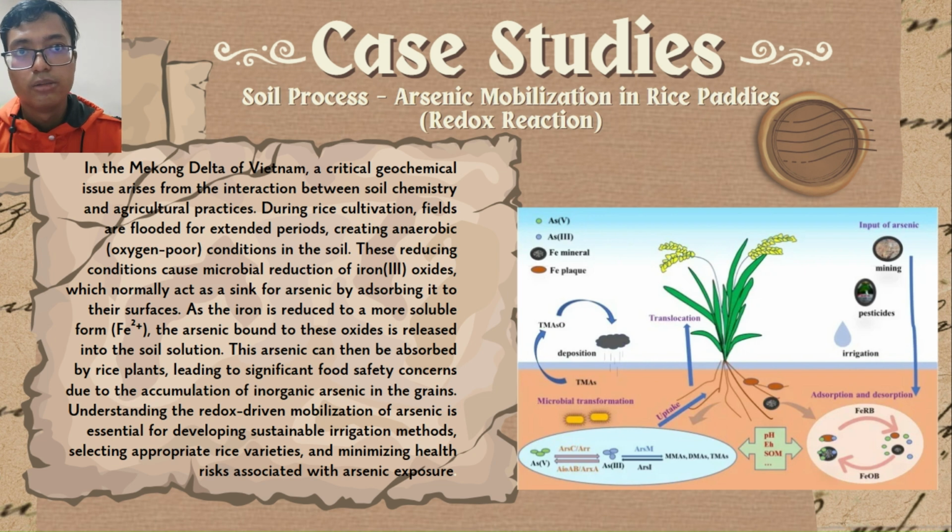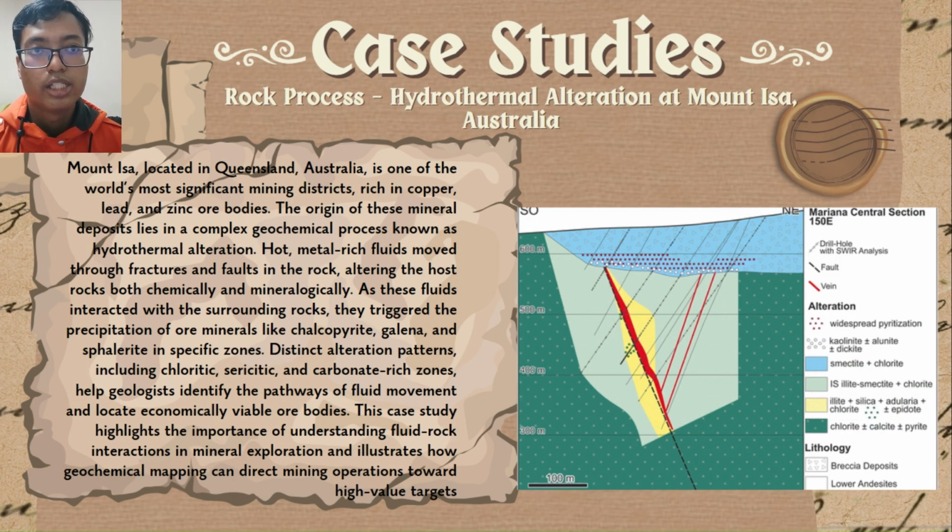Next, another case study is about hydrothermal alteration at Mount Isa, Australia. Located in Queensland, Australia, it is one of the world's most significant mining districts, mostly for copper and lead. The origin of this mineral deposit is a complex geochemical process known as hydrothermal alteration. Hot, metal-rich fluids move through fractures and faults, altering the host rocks both chemically and mineralogically.